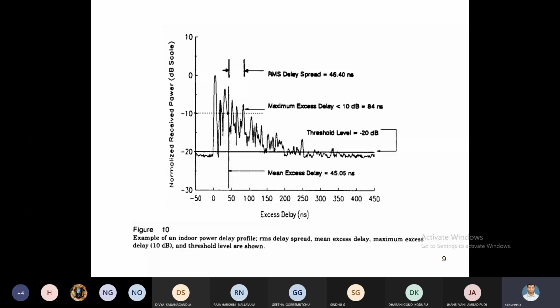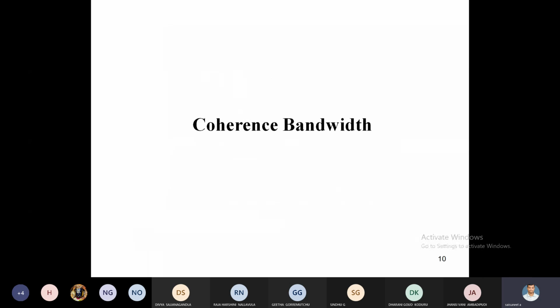Right. These are the three parameters under time dispersion. That is mean excess delay, RMS delay spread, and maximum delay. Here the mean excess delay is the first moment of the power delay profile. RMS delay spread is nothing but the second moment of the power delay profile, and maximum excess delay depends upon the threshold value. Next parameter we are going for is coherence bandwidth.